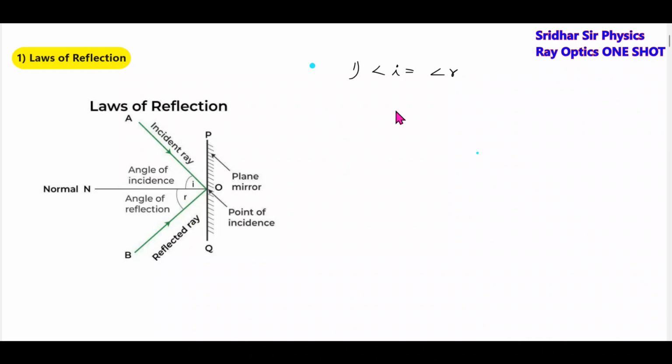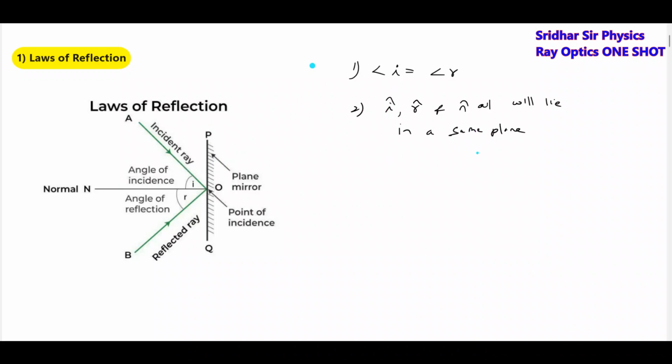The angle of incidence is equal to the angle of reflection. Second, the incident ray, reflected ray, and the normal all will lie in the same plane.